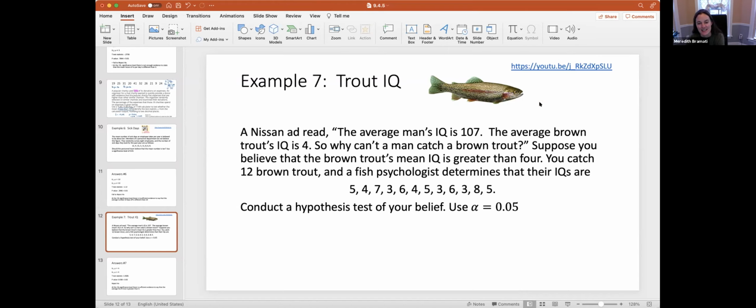Now, I think this is kind of an outlandish example for t-tests, but hopefully it's one that you remember. I'm going to break you into your groups again, and then I'm going to share this with your groups as well, okay?